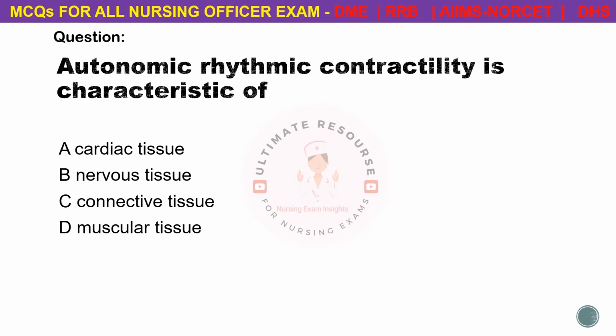Autonomic rhythmic contractility is characteristic of. Options are A. Cardiac tissue, B. Nervous tissue, C. Connective tissue, D. Muscular tissue. The answer is A. Cardiac tissue.